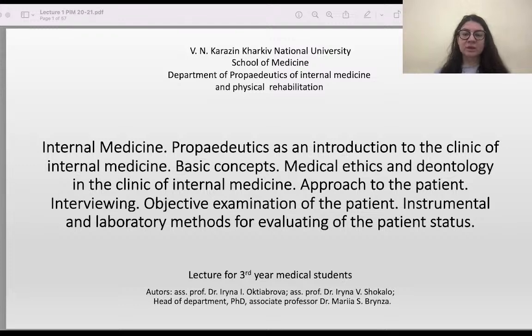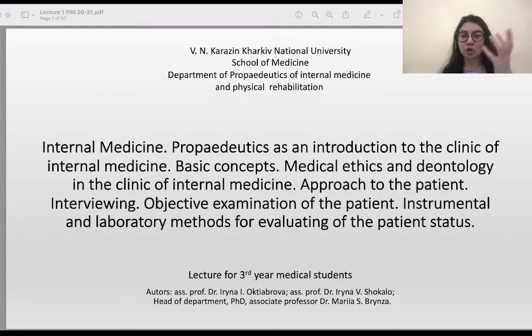In today's lecture, we're going to give a definition of what internal medicine is in general, and why propaedeutics is an introduction to the clinic of internal medicine. We will discuss basic concepts. We will talk a little about medical ethics and deontology in the clinic of internal medicine, which is a necessary part of all communication with the patient and all work in internal medicine. The general approach to the patient, what is interviewing, what is objective examination of the patient, instrumental and laboratory methods of evaluating the patient's status.